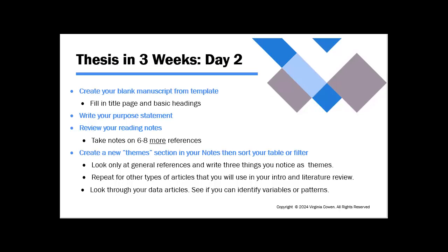Then make sure that you have a space in the appendix to put tables and figures. You don't want to put those in the body of your thesis most of the time. If you're told to put them in the body of your thesis, go ahead and do it. Otherwise, put them in the appendix. So make a space for that. If you're doing a systematic review, you'll need to have a summary table, and we'll talk about that as well.